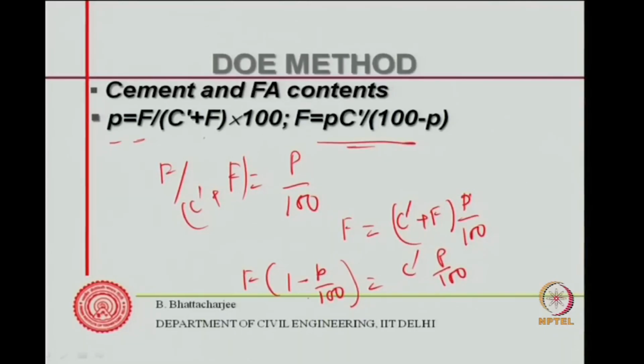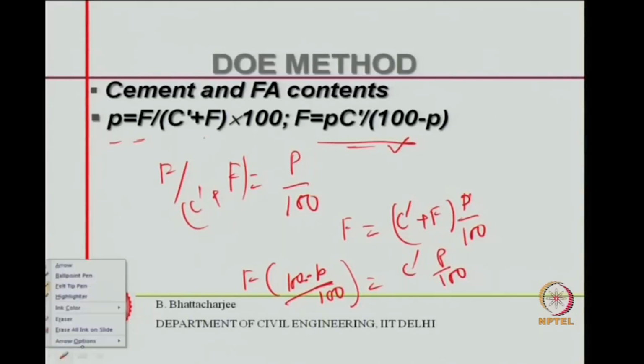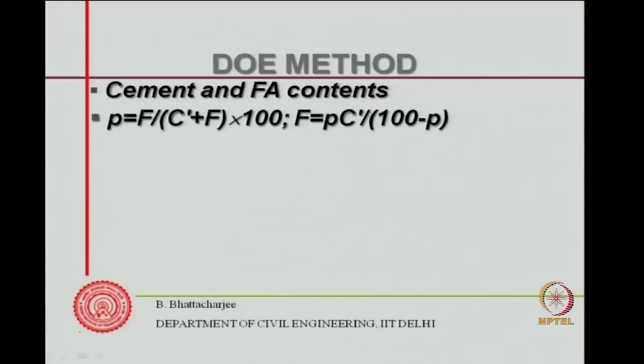That means F equals C dash times P divided by 100 minus P, where the 100s cancel out. So you will get this expression for F in terms of P.